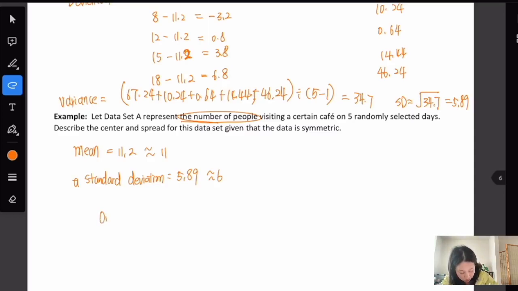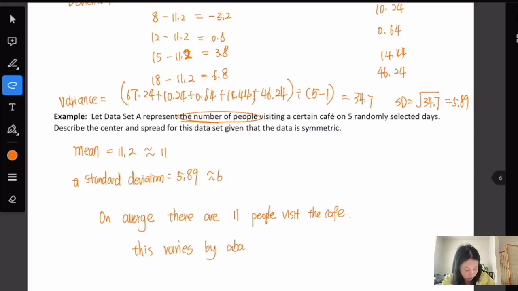Okay. So on average, this is what we found. There are 11 people visiting the cafe. And this varies by about 6 people. So varies, which is our standard deviation, tells you that this is give or take.